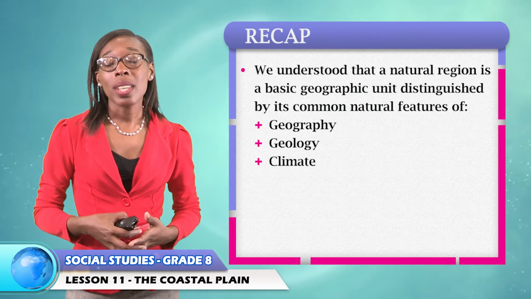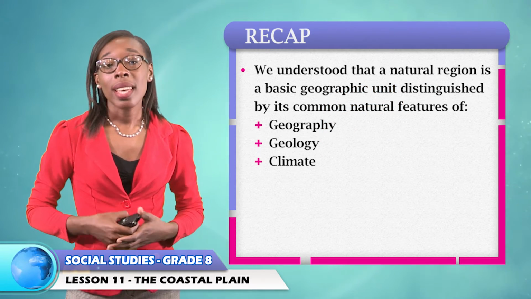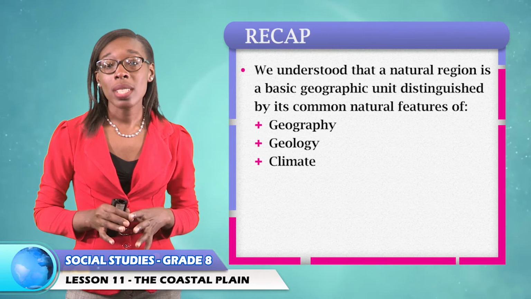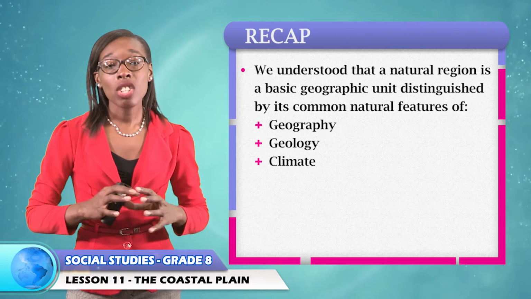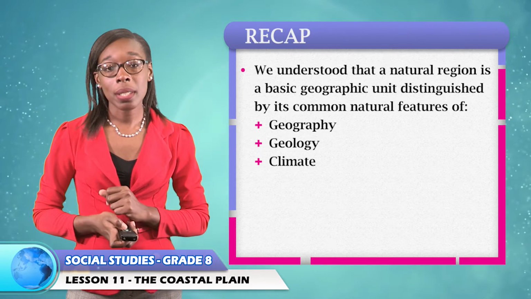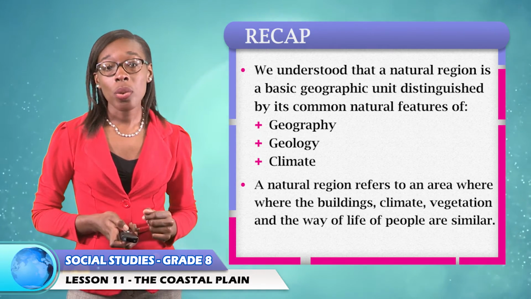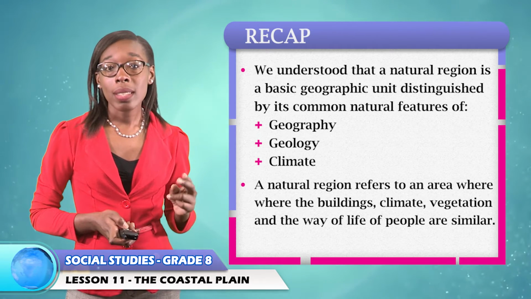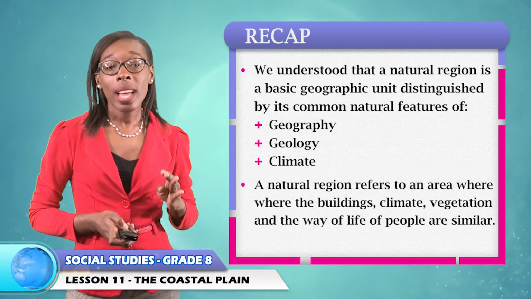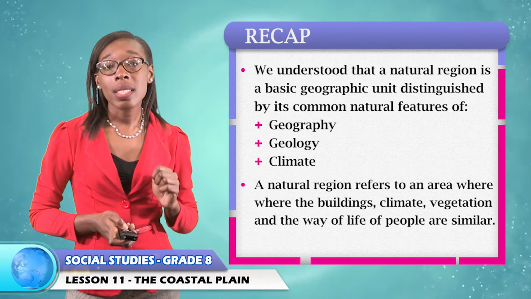We understood that the natural region is a basic geographic unit distinguished by its common features of geography, geology, and climate. We understood too that a natural region refers to an area where the buildings, the climate, the vegetation, and the way of life of people are similar.